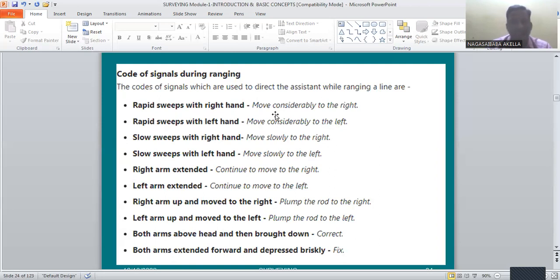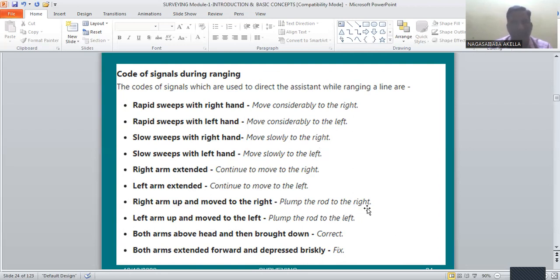Rapid sweep with the right hand, move considerably right. Rapid sweep with the left hand, move considerably left. Slow sweeping with the right hand, move slowly to the right. Slow sweep with the left hand, move slowly to the left. Right arm extended, continue to move to the right. Left arm extended means continue to move to the left. Right arm up and move to the right.